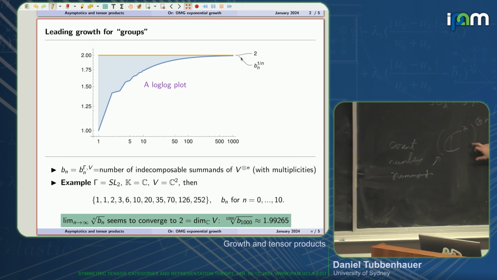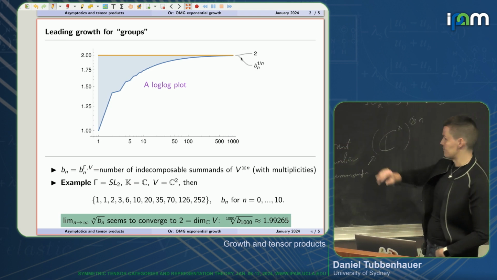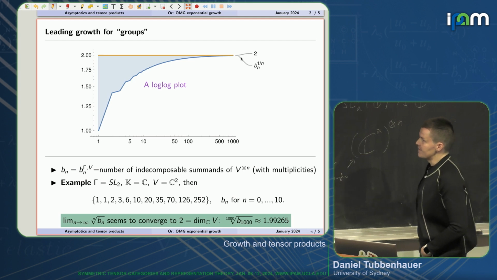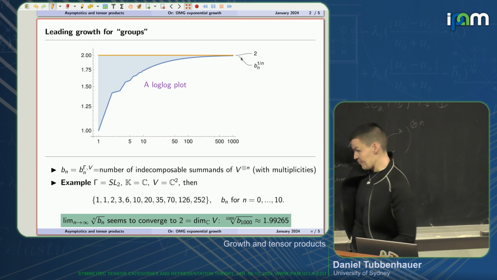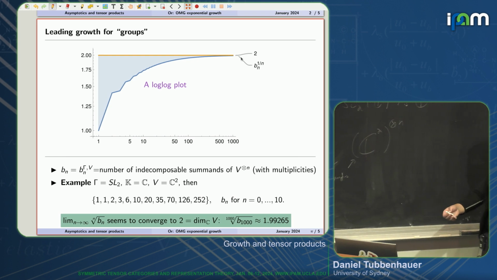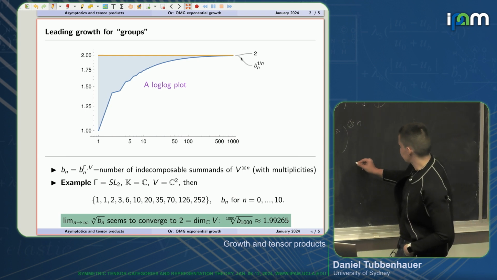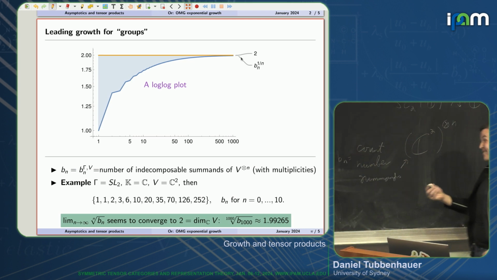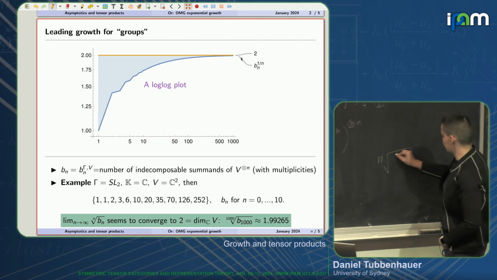So this guy to the 1000 in characteristic 2. This is just characteristic 0, and I made a plot like this. And what you will see is that the number of summands grows very, very fast. But what do you do if you expect exponential growth? You just take, so this is Bn.